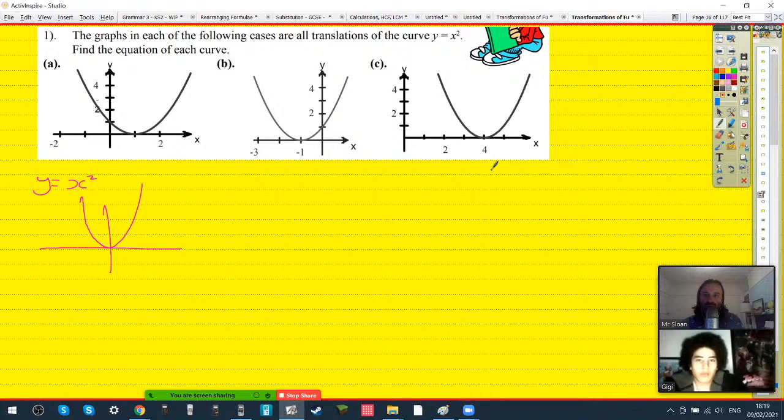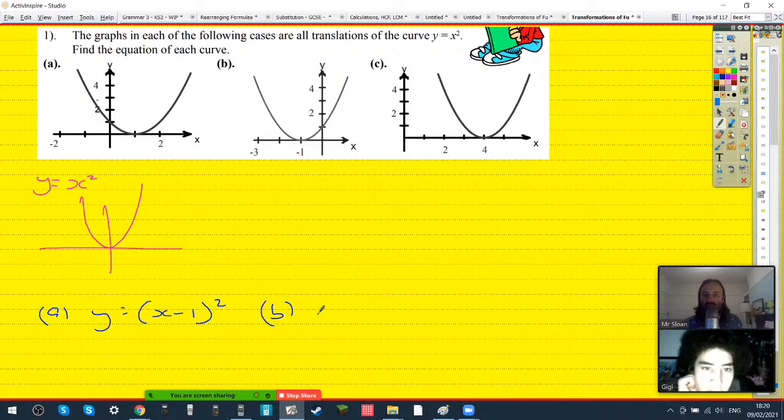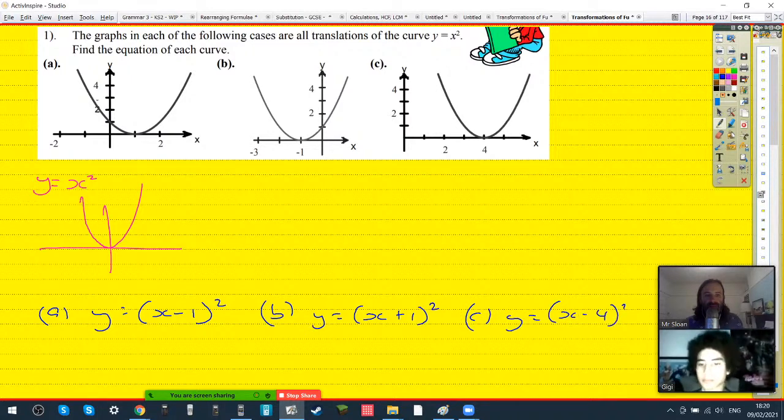Okay, you now have to say what the new equation is. So this was y = x squared. What is the equation for these three? y = (x - 1) squared. Yeah, (x - 1) squared. y = (x + 1) squared. Very good. And y = (x - 4) squared. That's great.